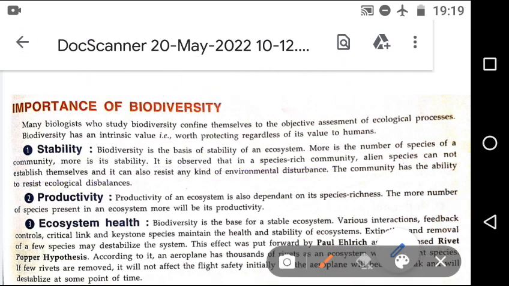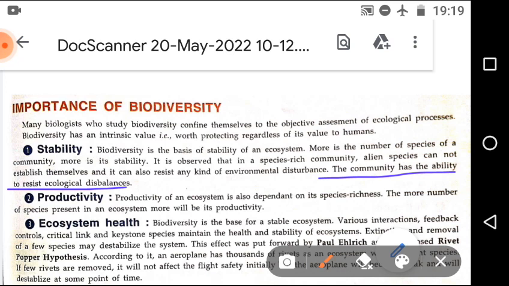The community has the ability to resist ecological imbalance automatically. Due to the species richness, the community will try to resist that ecological disturbance if it happens. So that's why more species richness means more stability of that community, more stability of that ecosystem. And the invasive species or the alien species cannot enter that community and cannot make their population.